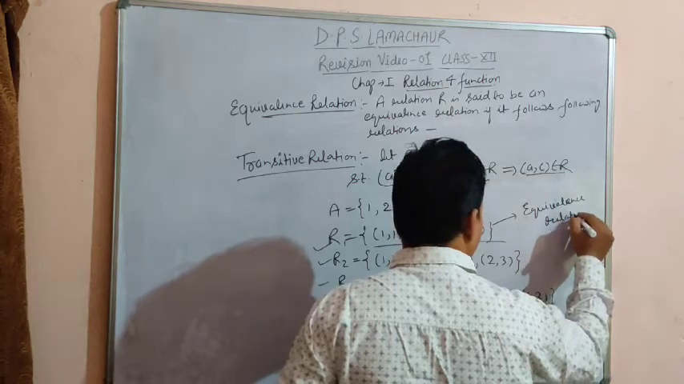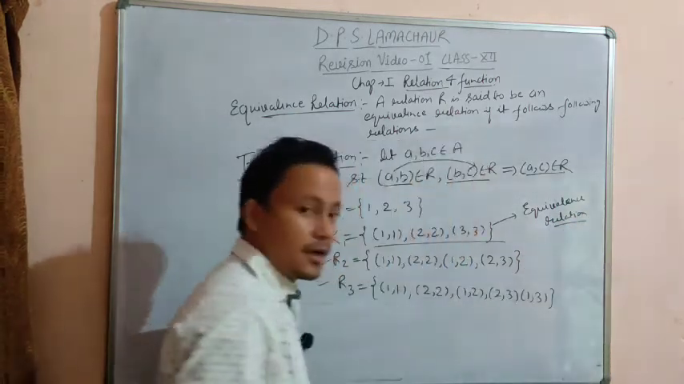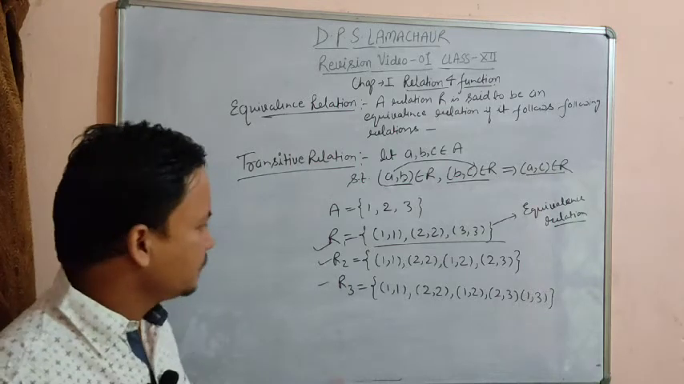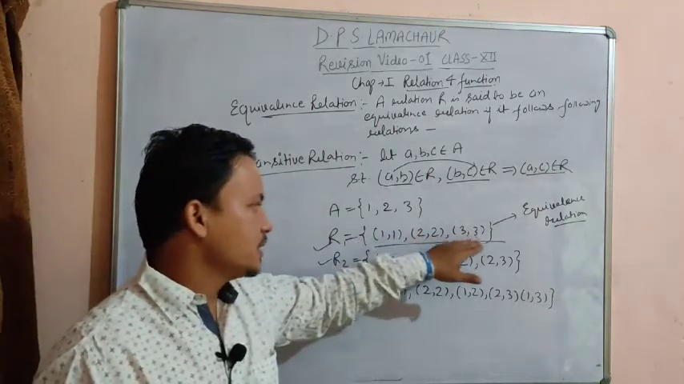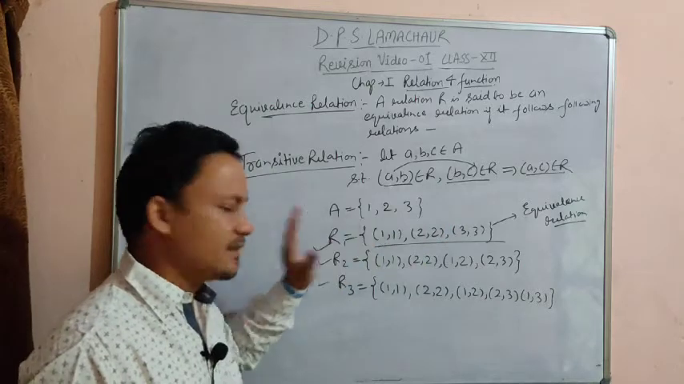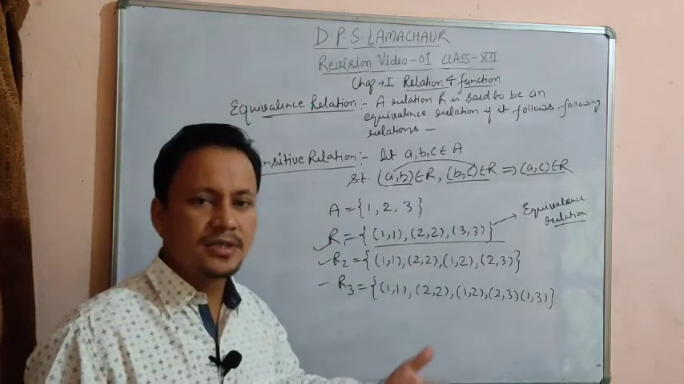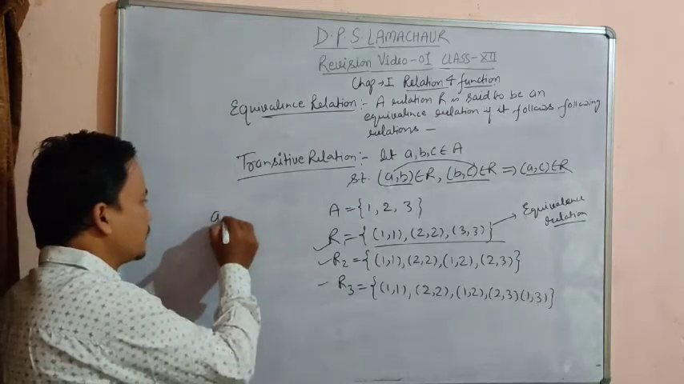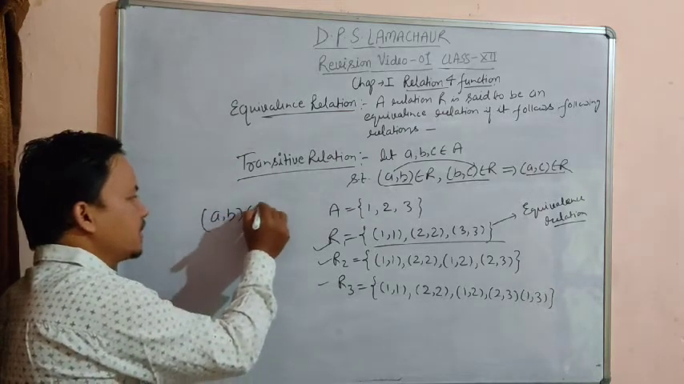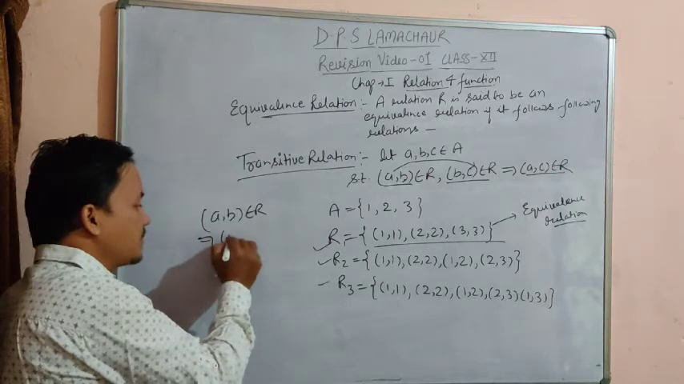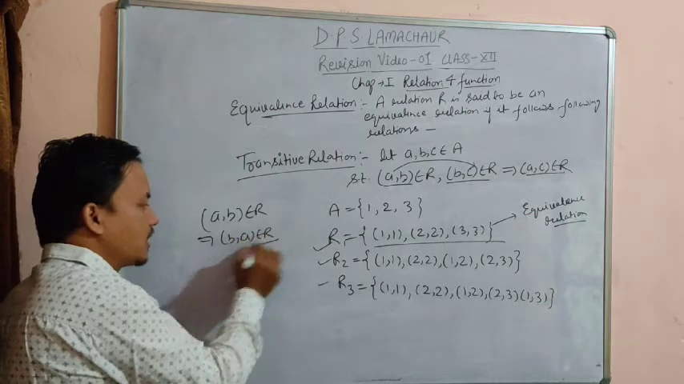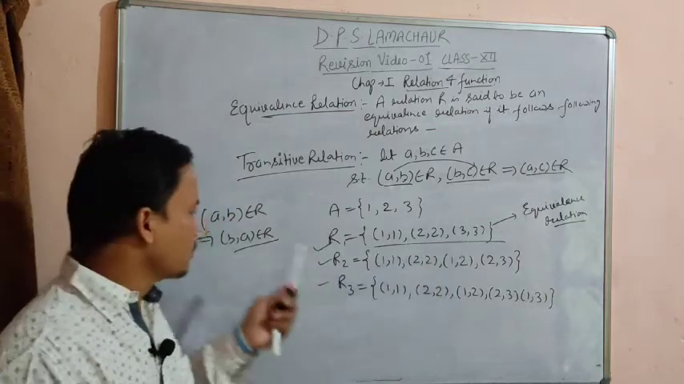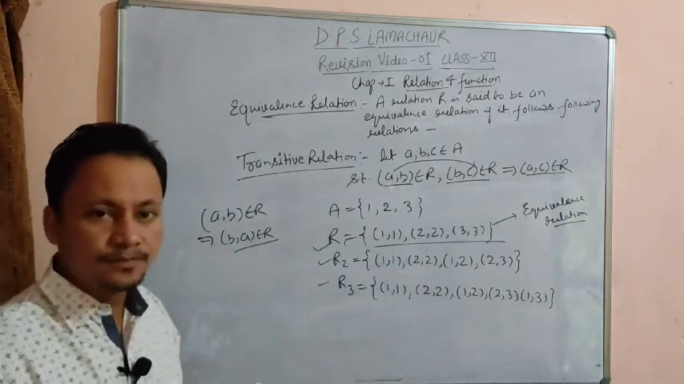Now you may be surprised how I can say this relation is an equivalence relation. 1 1 is here, 2 2 is here, 3 3 is here, so it is reflexive. Now coming to symmetric. For symmetric we need A comma B belongs to R, then B comma A is also in R. But here you can see that all the elements are identical. There is no element of the kind A comma B.